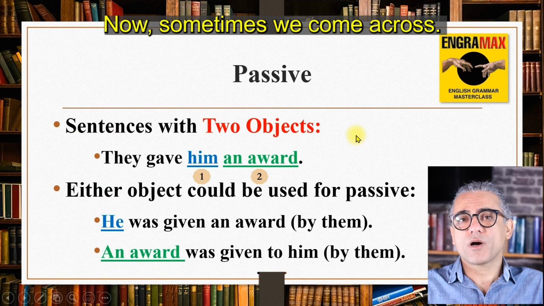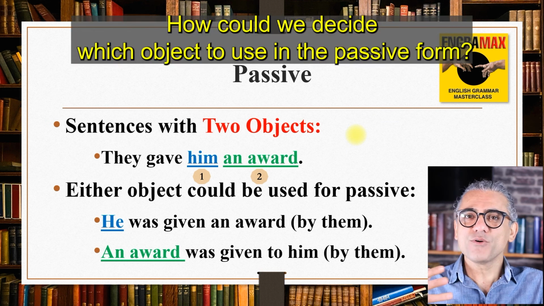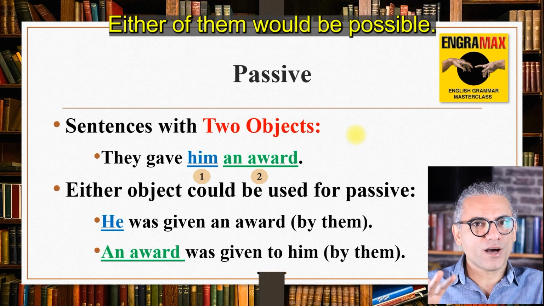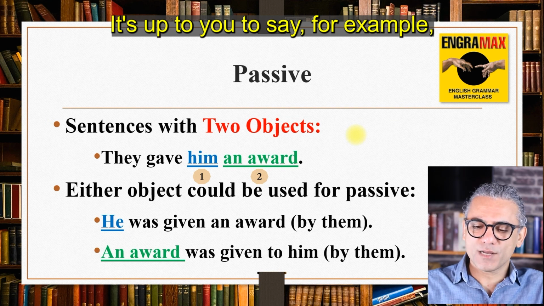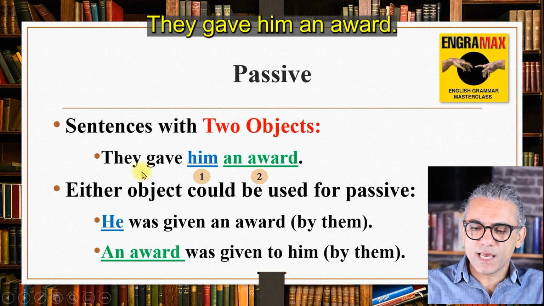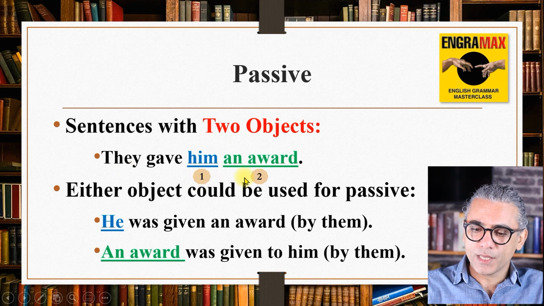Now, sometimes we come across sentences that have two objects. How could we decide which object to use in the passive form? Either of them would be possible. It's up to you. We say, for example, look at this. They gave him an award. Him is object number one, and award is object number two.